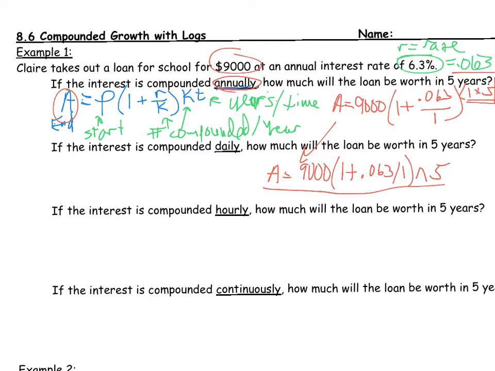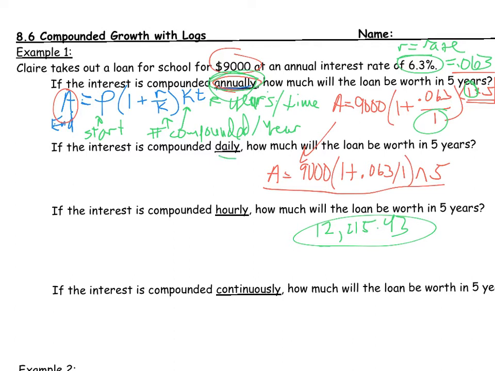For this first one where it's annually, right here I'm circling that annually, that means we plug in 1 for the K here and here. It's $12,215.43. Okay? So we'll try it on these next three.